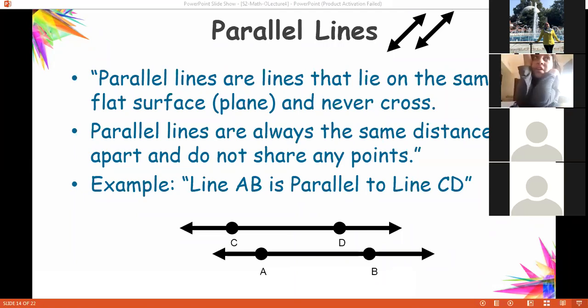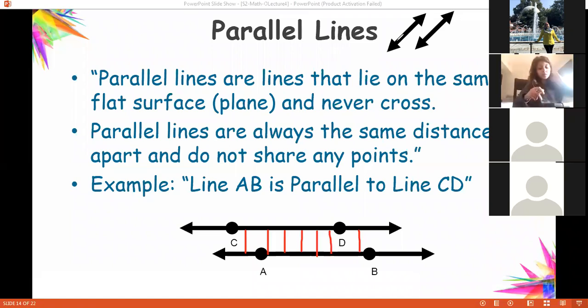So is everything clear till now? Yes. Great. So as you can see in this figure, we say that line AB is parallel to line CD. Why? Because they never cross each other. And the distance between them here is always the same. It never changes. The distance between them never changes.